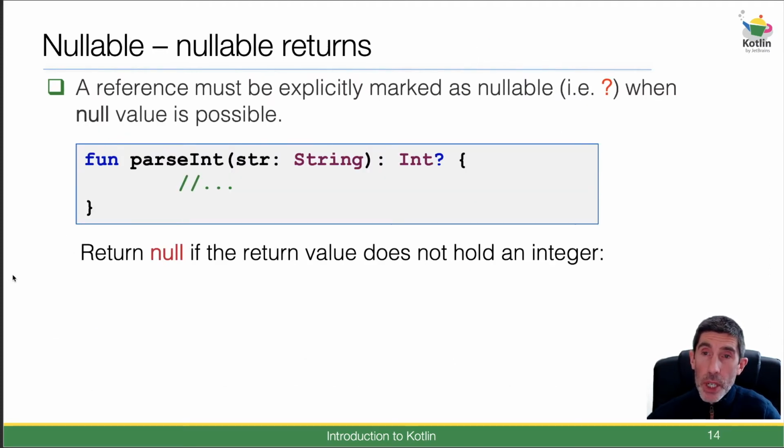Nullable returns, right? So if you have a function that potentially could return a null value, you can identify that also. So a reference must be explicitly marked as nullable using our question mark when a null value is possible. So in this example here, we're just saying function parseInt takes a string but returns potentially a nullable value. So we're hoping it'll be an integer, it'll hold a value, but it may not, it may be null. This is how we identify that it potentially could be null. So this will return null if the return value does not hold a particular integer.